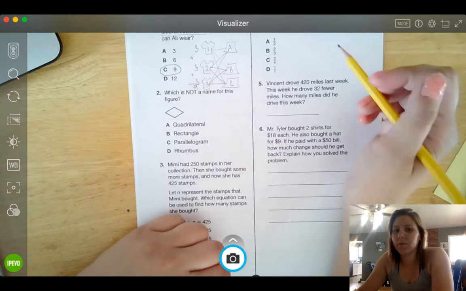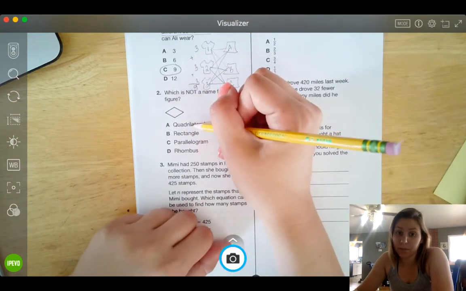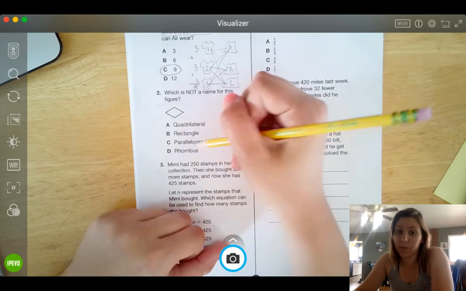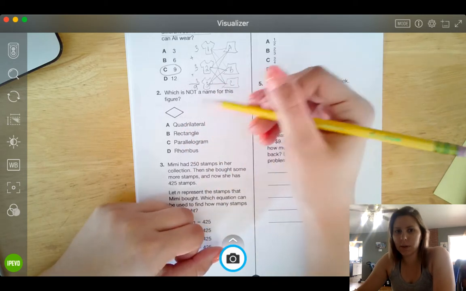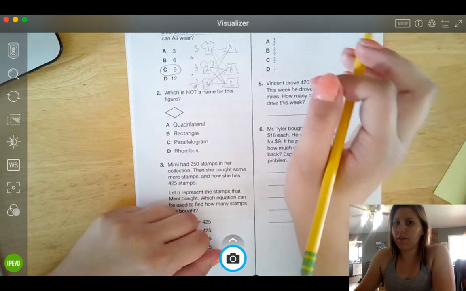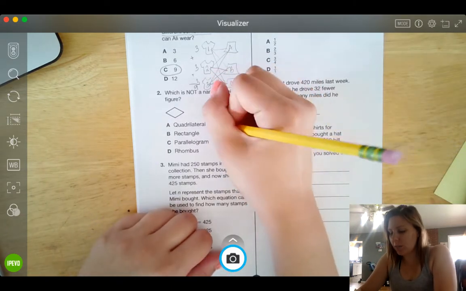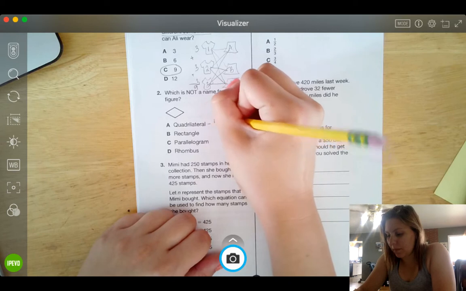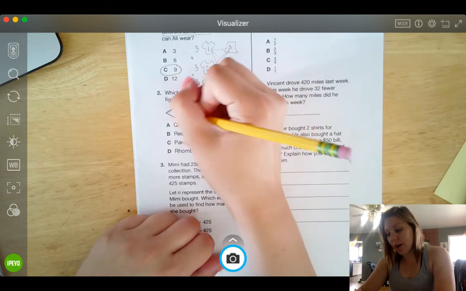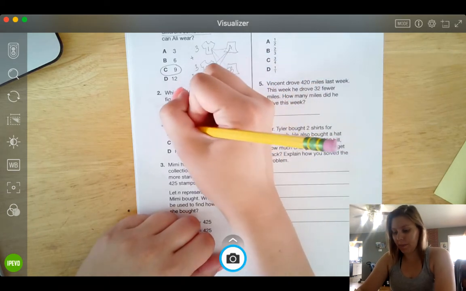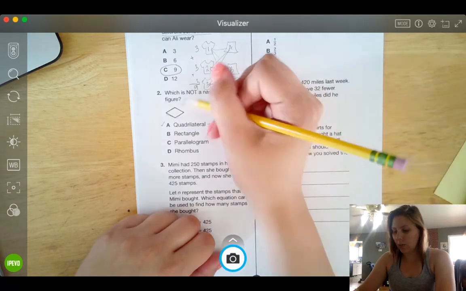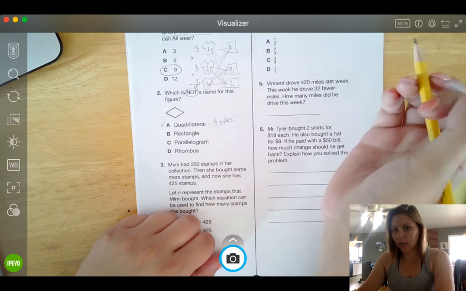Which is not a name for this figure? A quadrilateral, a rectangle, a parallelogram, or a rhombus. Now, this is a topic we haven't covered yet. This was topic 11 for geometry. So, a quadrilateral, remember, we briefly talked about, has 4 sides. Let's check. 1, 2, 3, 4. Yep, so we know that that one's good. We're looking for which one is not.